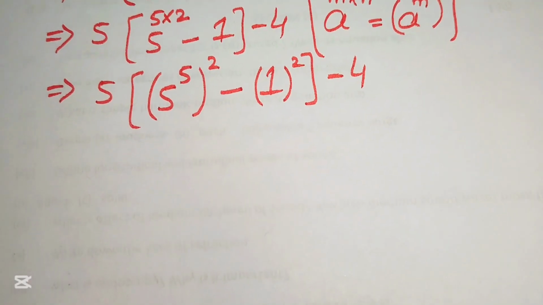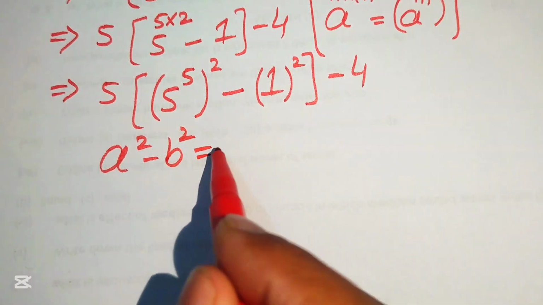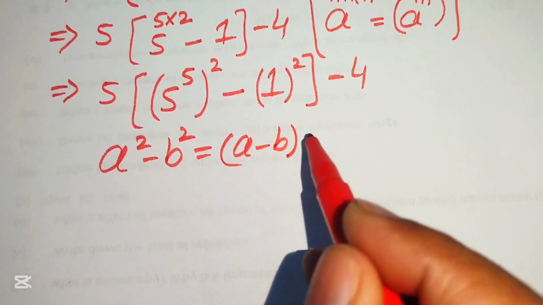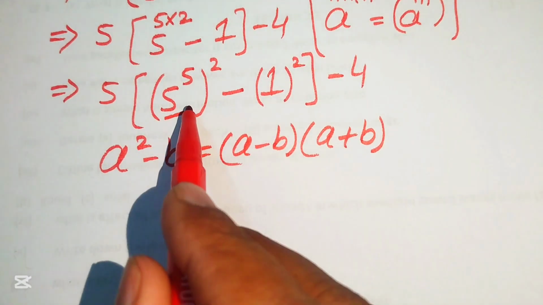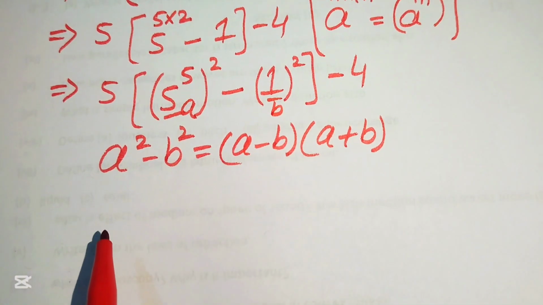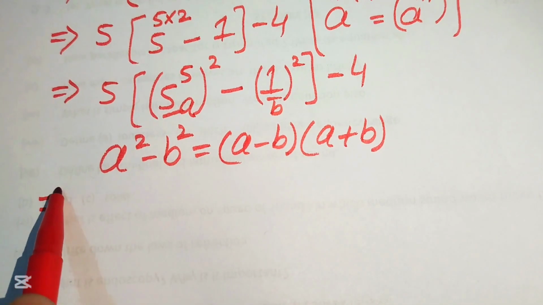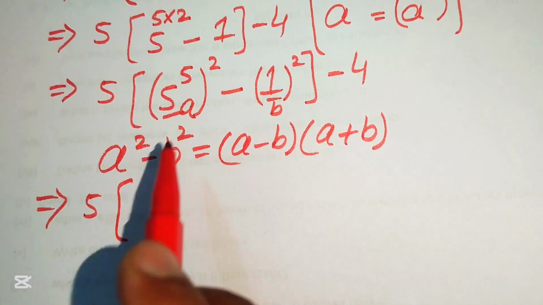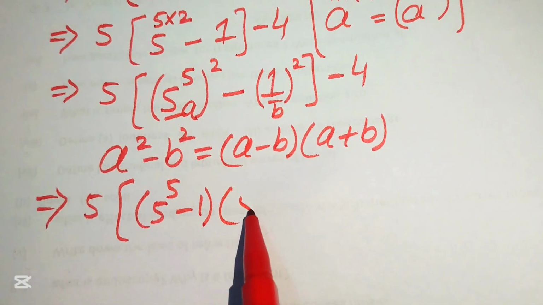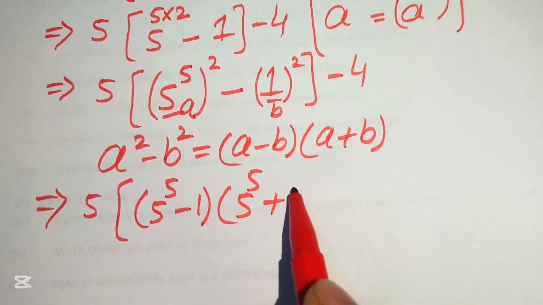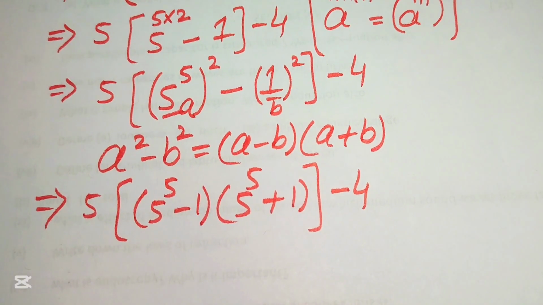After this step we apply another algebraic formula. You know that a square minus b square equals a minus b times a plus b. According to this formula, we have this as the value of a and this as the value of b. When we apply this formula to the above expression, it is written as 5 times 5 to the power of 5 minus 1 into 5 to the power of 5 plus 1, and it is whole subtracted by 4.